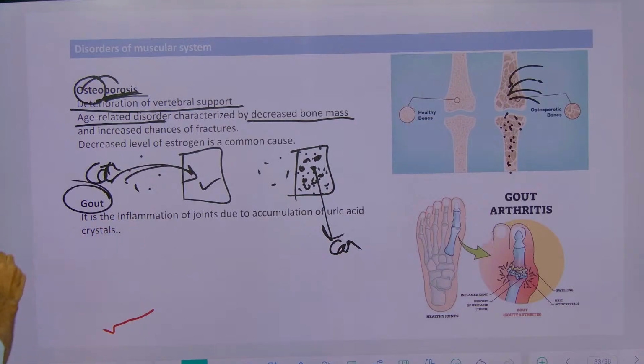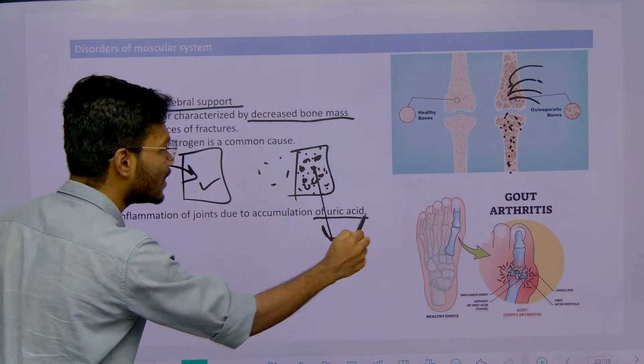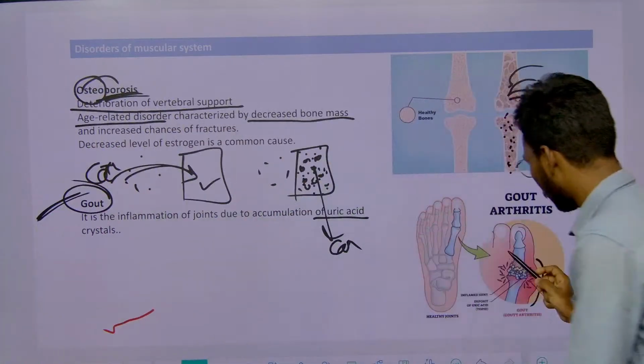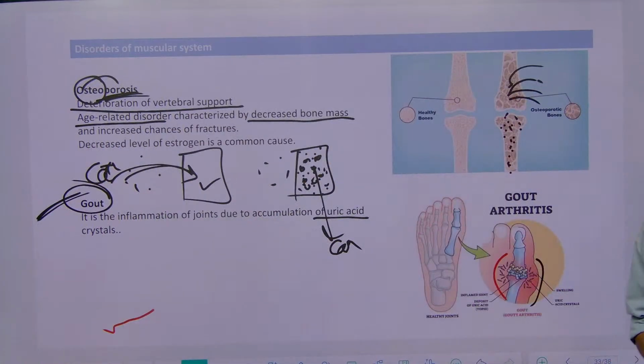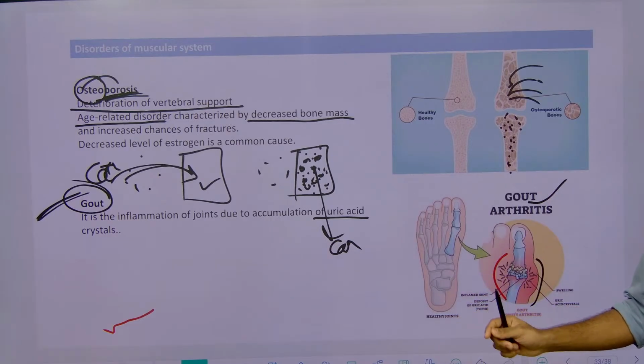Right? Next one, final one is what? Gout. So inflammation or accumulation of uric acid in this thumb region or this leg region is called what? Gout disease. That is only they will ask. What chemical or compound is increased in this gout disease? Uric acid. That thing you need to remember. So these are the different disorders present in this locomotion chapter, right?